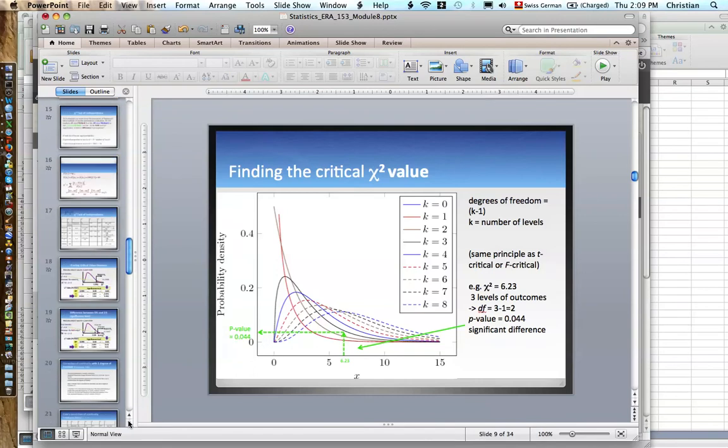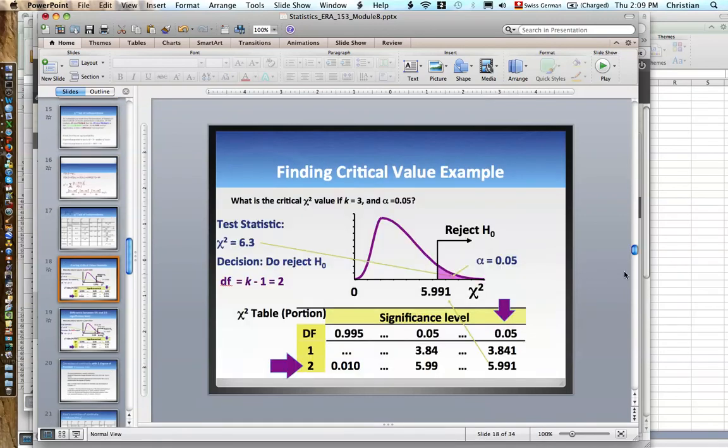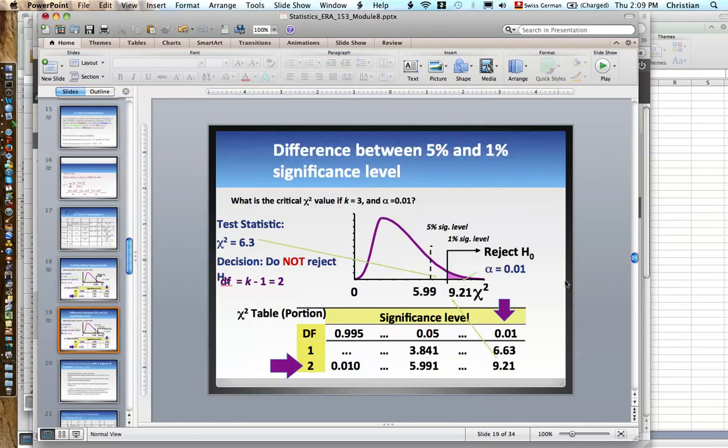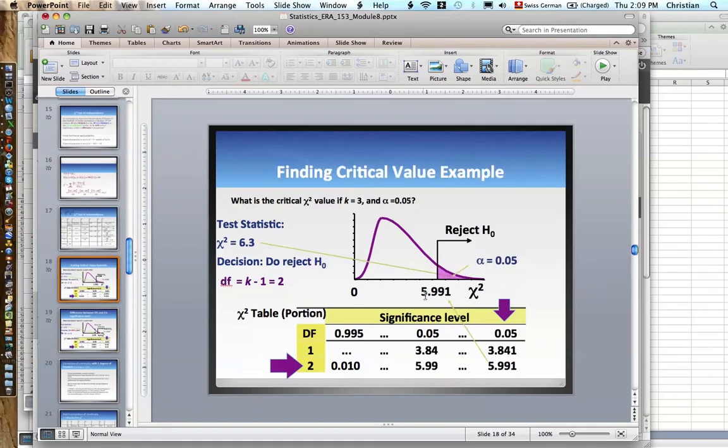If we decide to determine critical values, then we would have this case, right? We would say, okay, where is this critical gap? At the 5% level, the critical value is 5.99. So your chi-square has to be bigger than 5.99 in order for it to be significant at the 5% level. Here our chi-square is 6.3. It's over here in the pink zone, so it's significant.